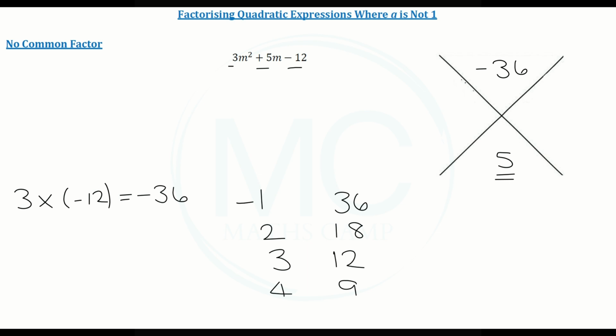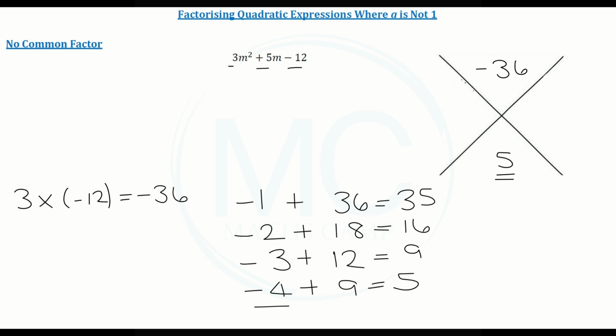So we say -1 plus 36, and we get 35. -2 plus 18, and we get 16. -3 plus 12 gives us 9. And -4 plus 9 gives us 5. So these are the factors that we'll be working with. So in here we can say -4 and 9.